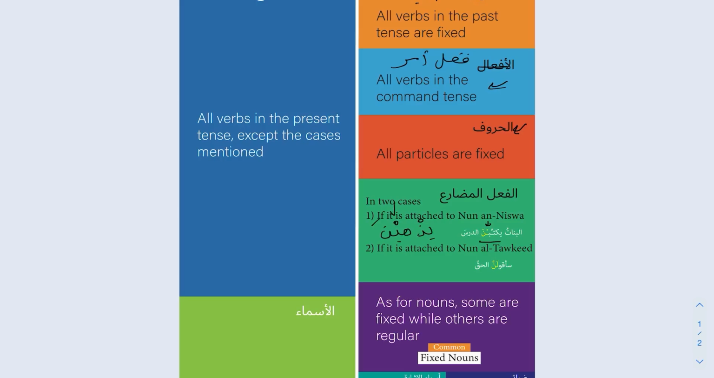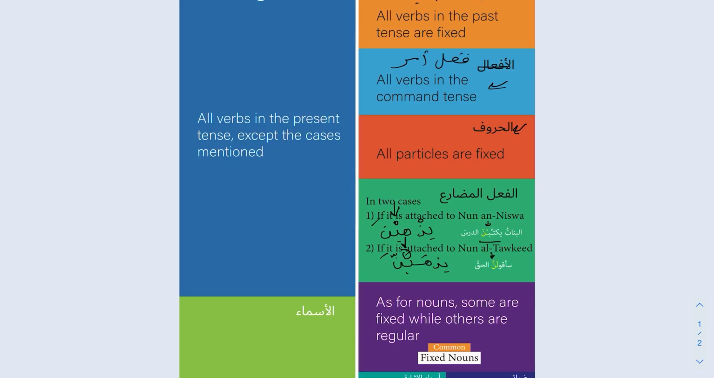So it becomes mabni on the sukun. The same thing if it is attached to the noon at-tawkid: لأقولن, لأجلسن, سيذهبن. So if you attach this noon to the verb, it becomes mabni with the fatha. يذهبن. So it always ends with the fatha. So in this way, the fi'l mudari becomes fixed.